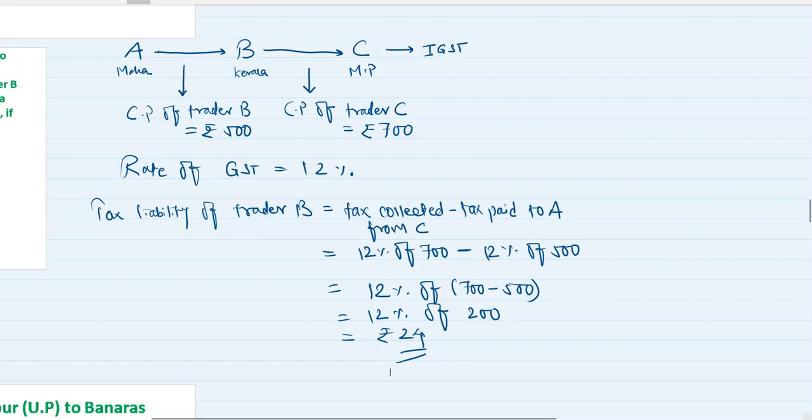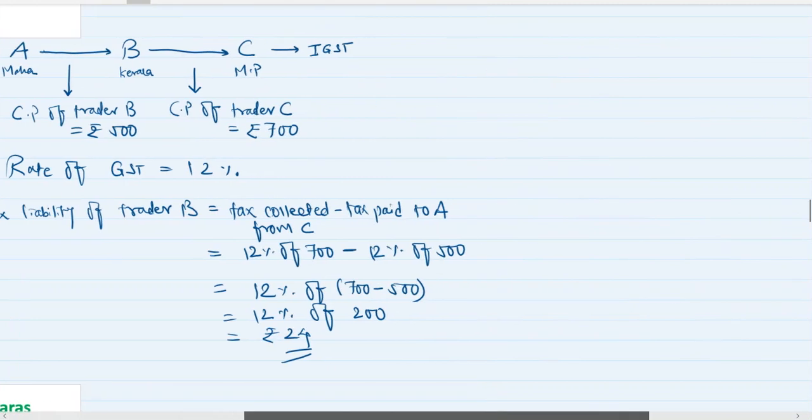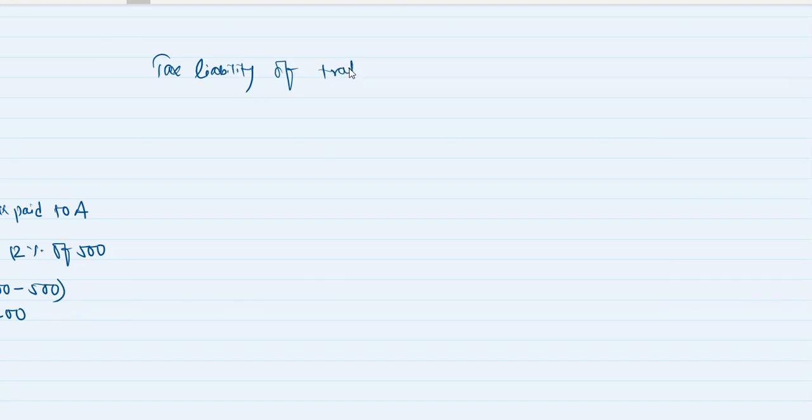Now there is one more method with which you can find this tax liability of trader B. I will just show you over here. See, tax liability of trader B is equal to tax on value addition. So what is the value addition?